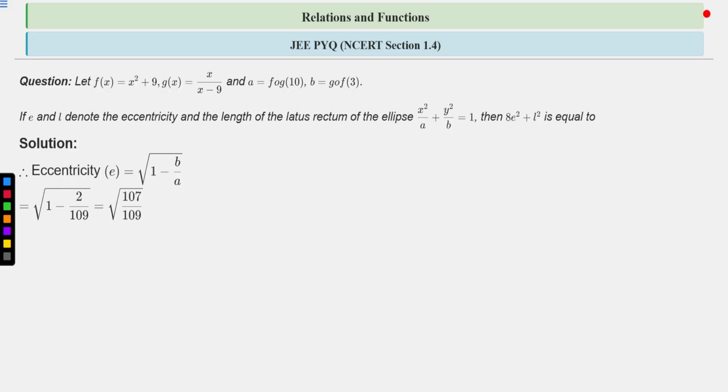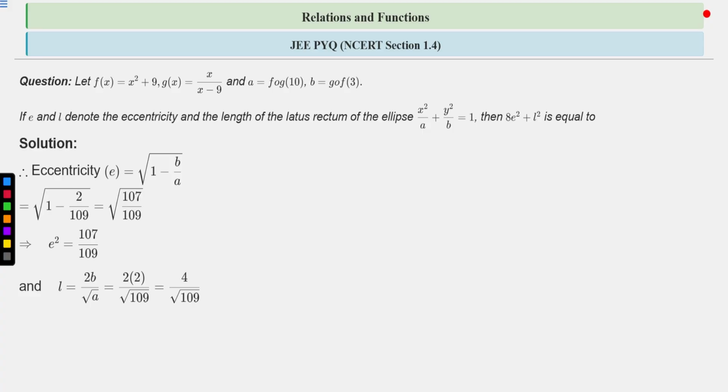So you can put the value of a and b, which we will get as root over 1 minus 2 upon 109. And after solving this, you will get root over 107 upon 109. So you can get e square is equal to 107 upon 109.